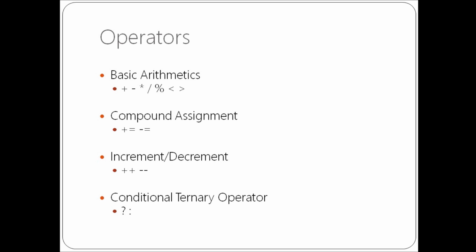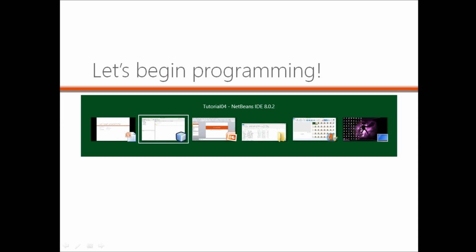Then we have the conditional ternary operator. This is the question mark and the colon that are used in conjunction with each other. We'll cover that in more detail in the rest of the episode. Let's begin programming.